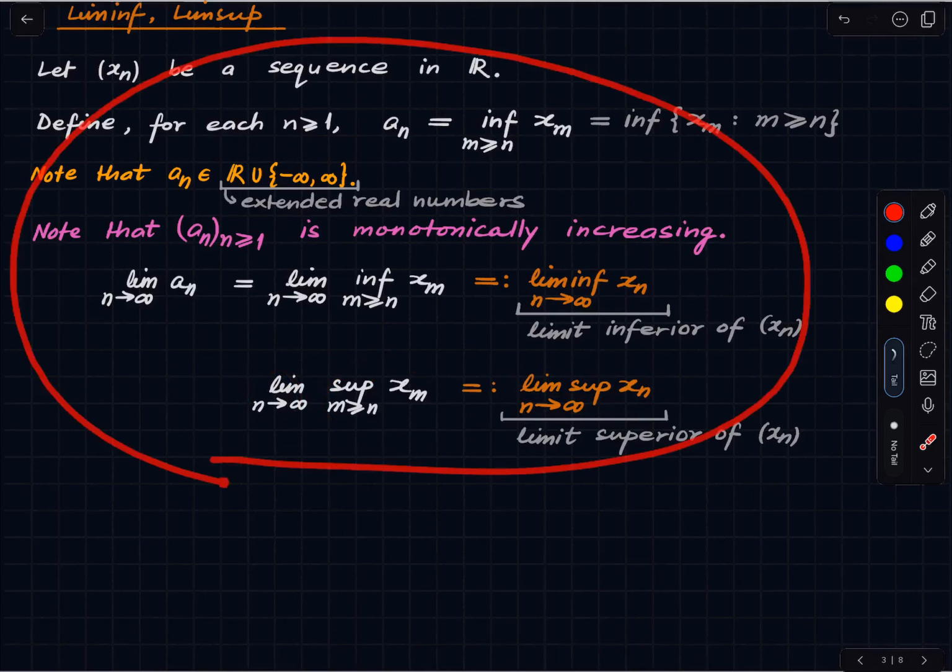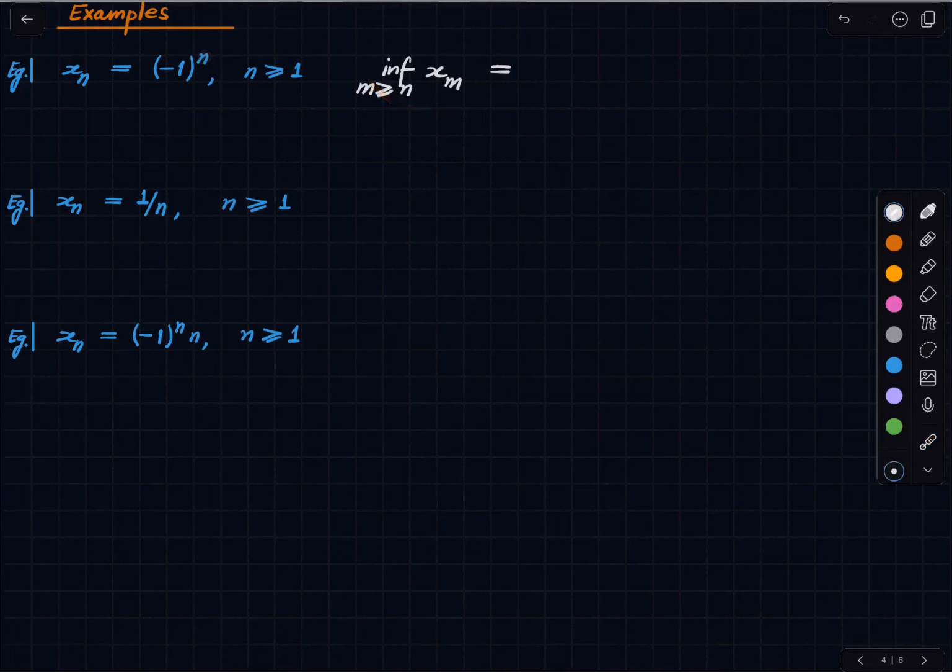This is, well, the sequence takes only two values, either +1 or -1, but it takes the value -1 frequently. In fact, it takes the value -1 for each odd time. So therefore, this infimum is -1, always, for each n, which implies the limit inferior of the given sequence is -1.